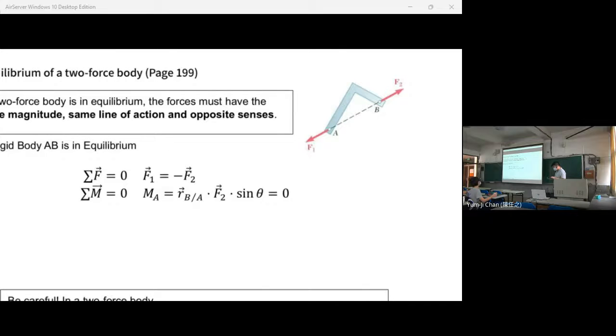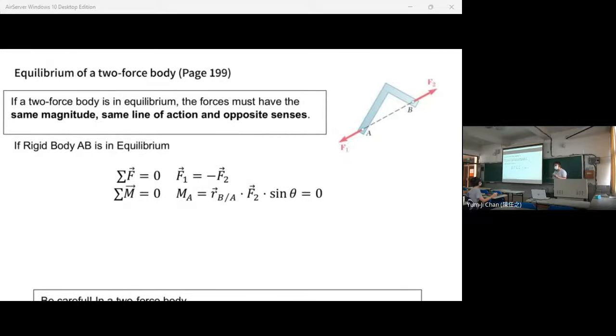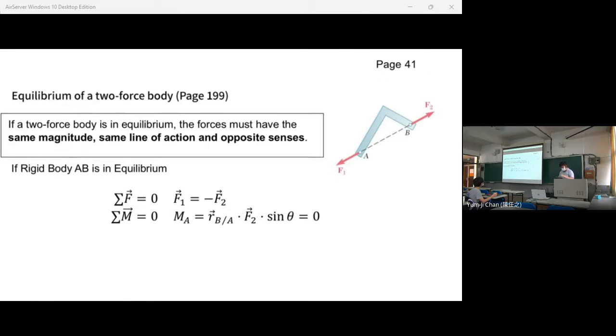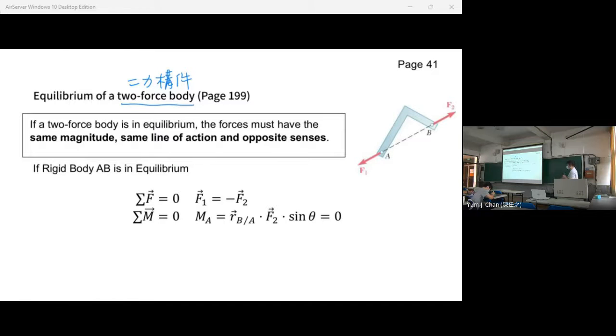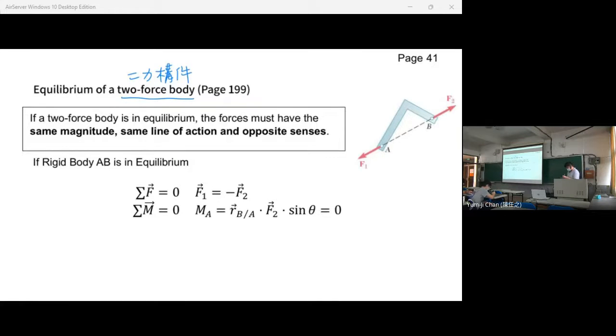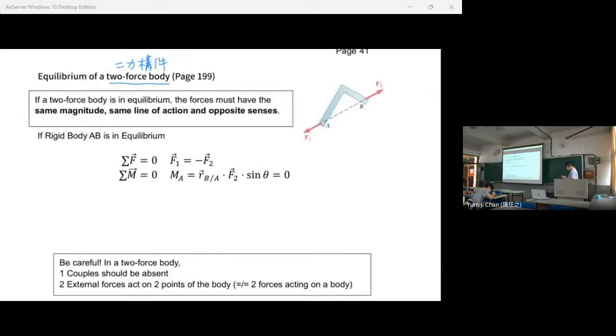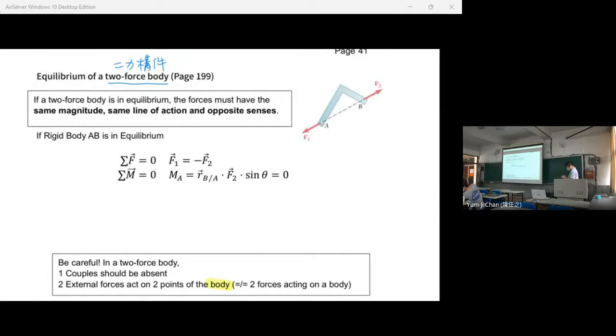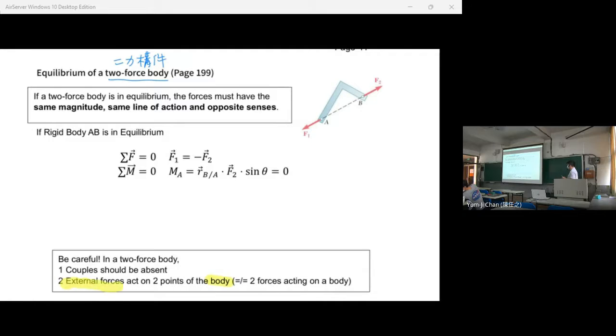So we have two special cases. And the first one is called two-force body. If you look for the Chinese term, it is this one. And for this one, that's for a two-force body. And what is a two-force body? A two-force body is a rigid body where external forces act on 2 points.